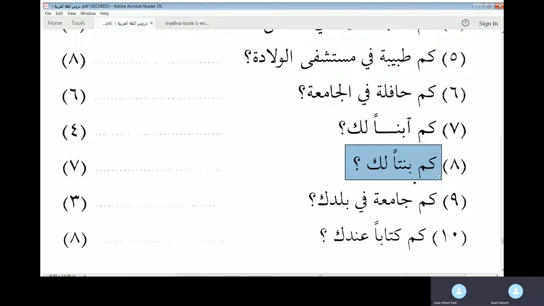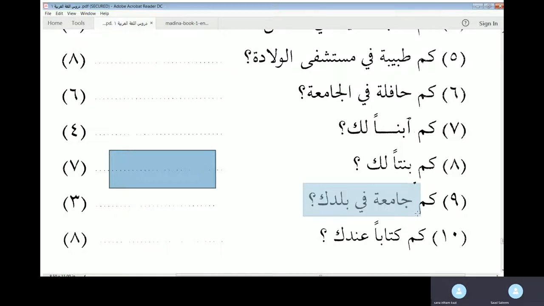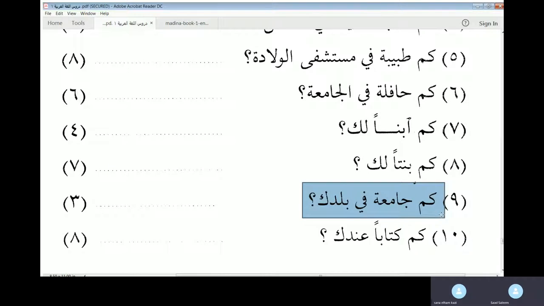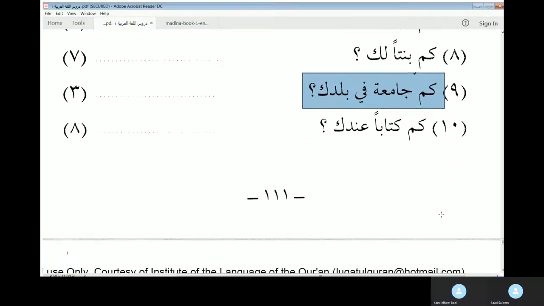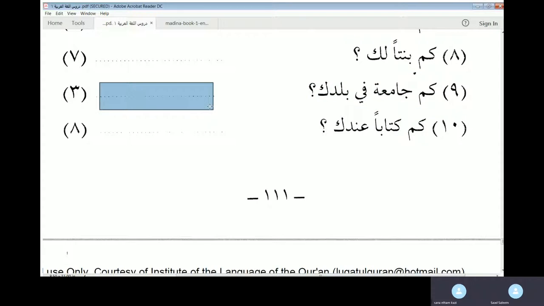Kam bintan laka? How many daughters do you have? Li sab'u banatin. I have seven daughters. Kam jamiatan fi baladika? How many universities in your country? Fiha thalathu jamiatin. In it are three universities.